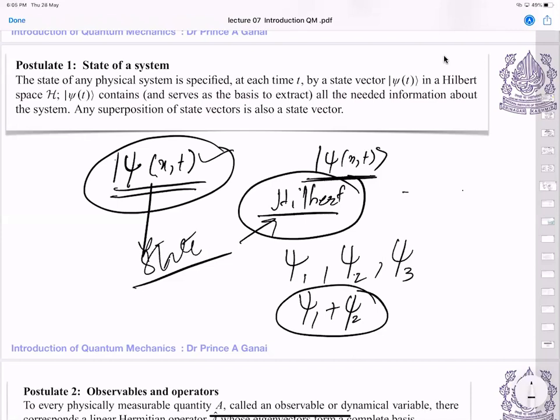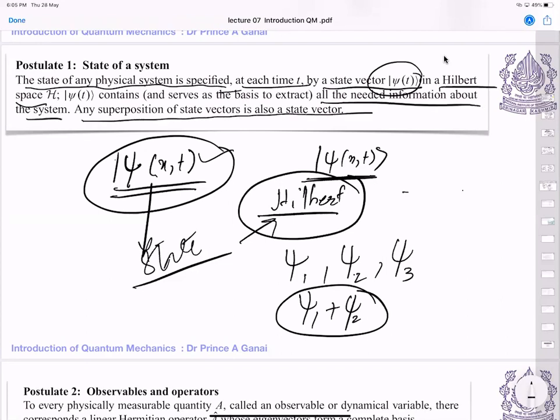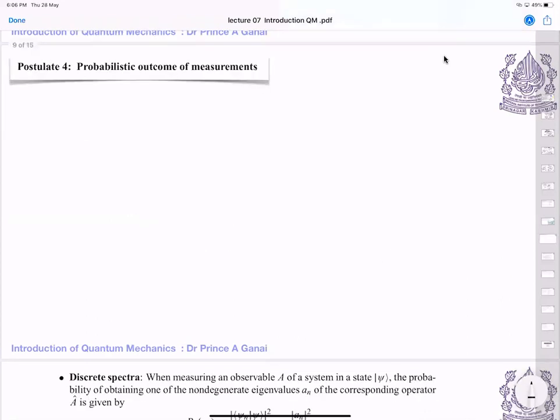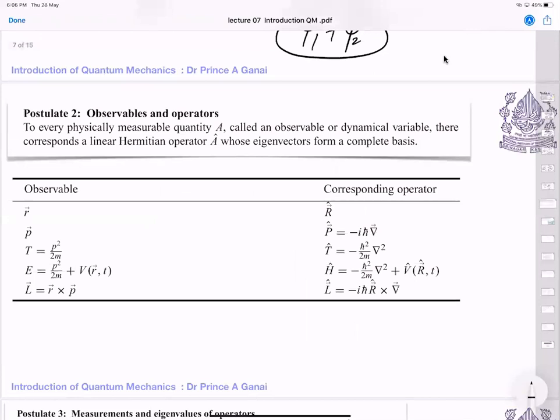So the first postulate, if I summarize it, is that the state of any physical system is specified at any time by a state vector in Hilbert space, and it contains all the information about the system. A superposition of state vectors is also a state vector. So very nice. Now we have postulate number 2.